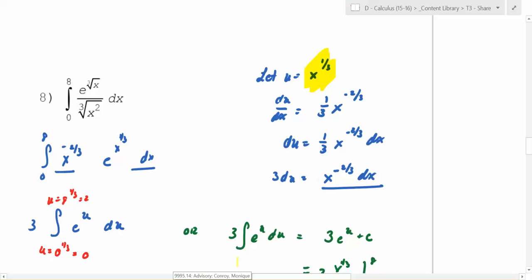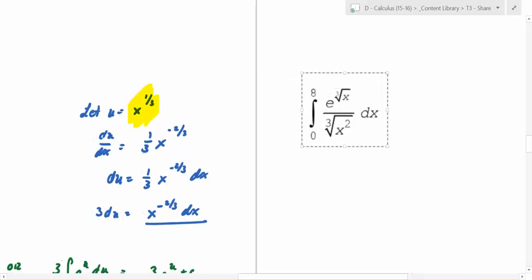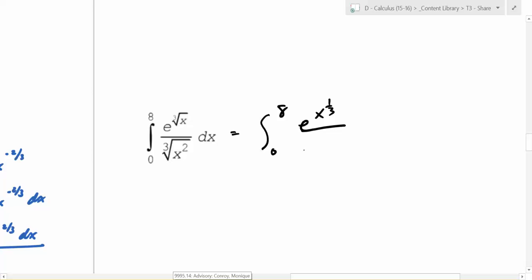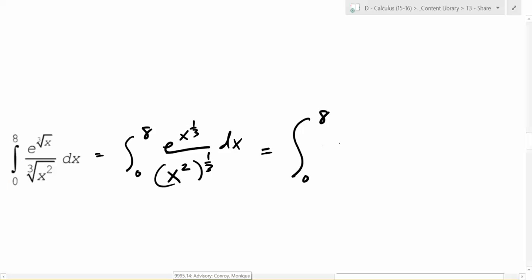So let's do this one out. Actually, you know what we'll do? What did it say we should use for u? u equals x to the what? 1/3. So let's rewrite this and see why that's the case. If you rewrite this, this is just the integral from 0 to 8 of e to the what? X to the 1/3 over x to the what? It's x squared to the 1/3, right? So can you rewrite that a little bit more? That's the integral from 0 to 8 of what? E to the x to the 1/3 over x to the 2/3 dx.